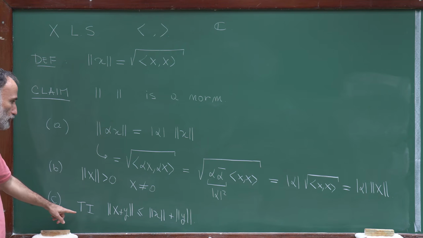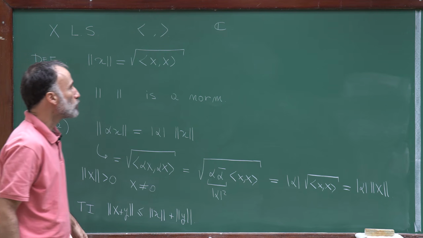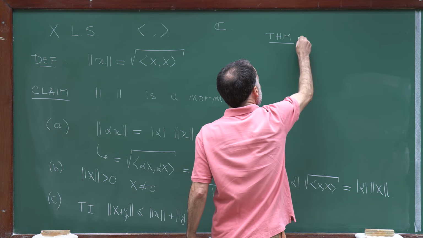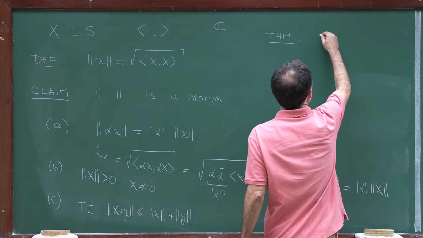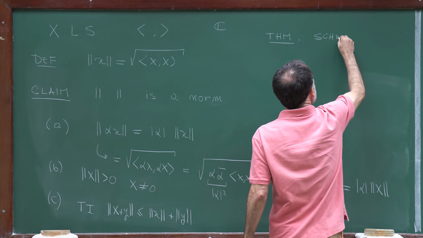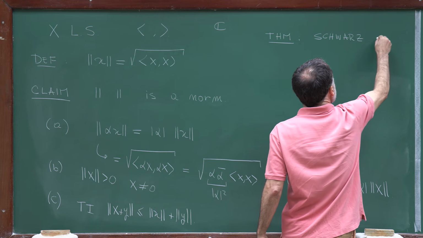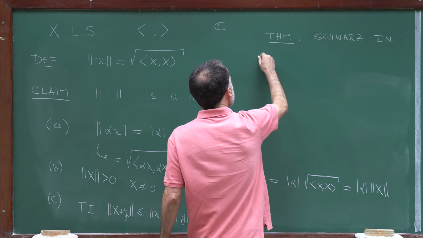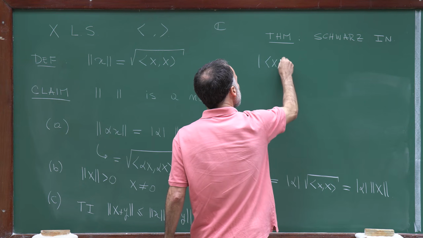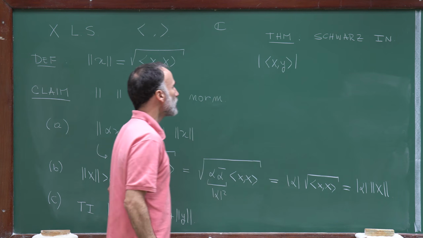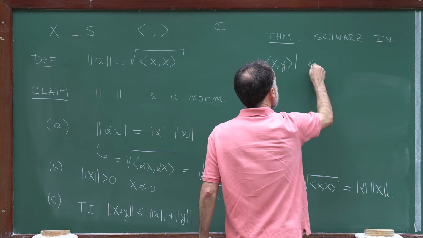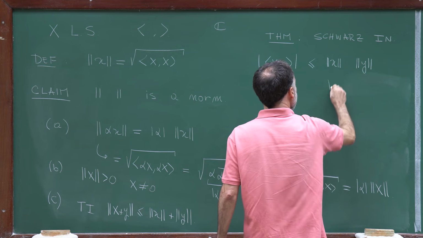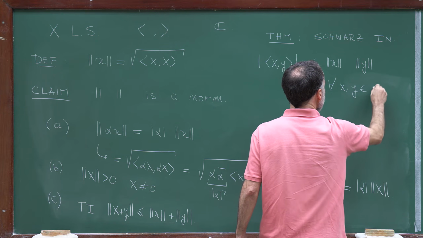To prove the triangle inequality, we'll need a theorem, which I will state here and then prove. This is called the Schwarz inequality, and it says the following: the absolute value of the scalar product between x and y is bounded by the norm of x times the norm of y, for all x, y.